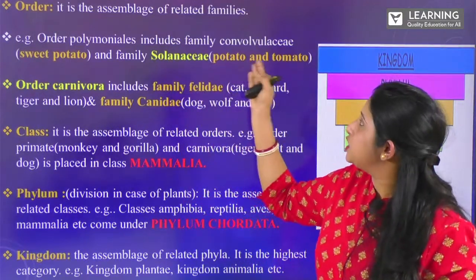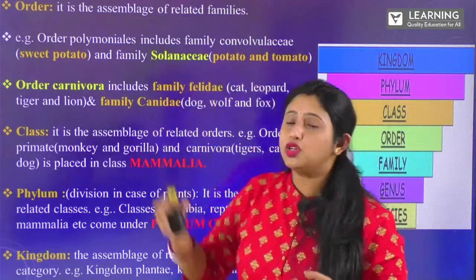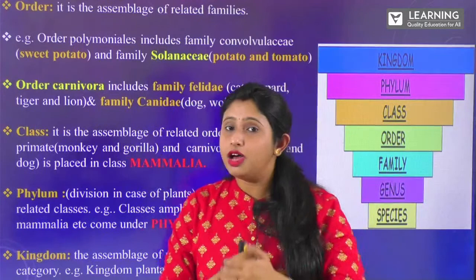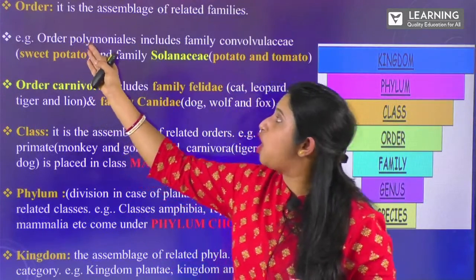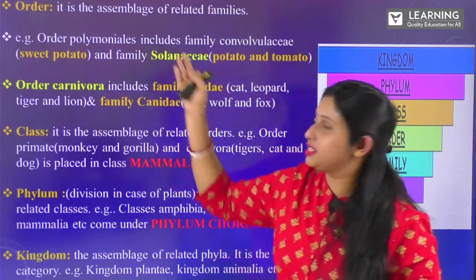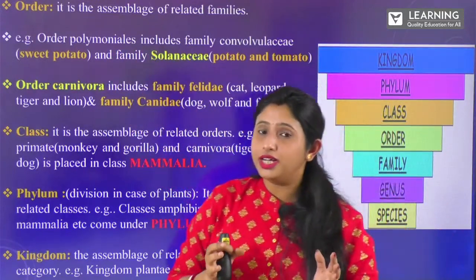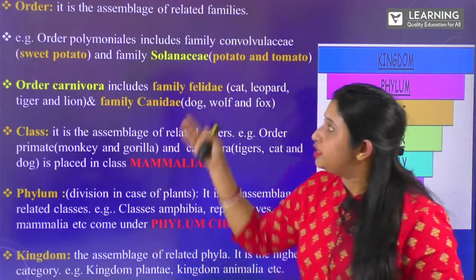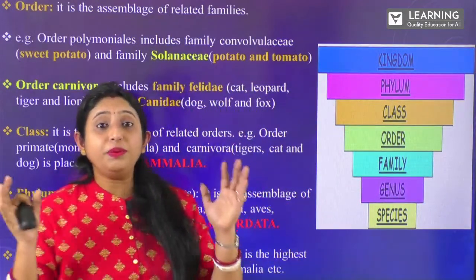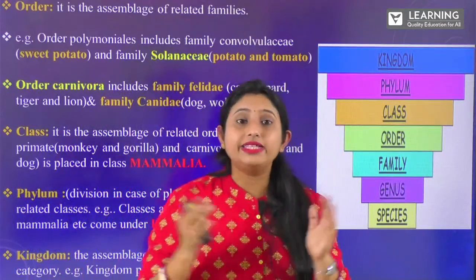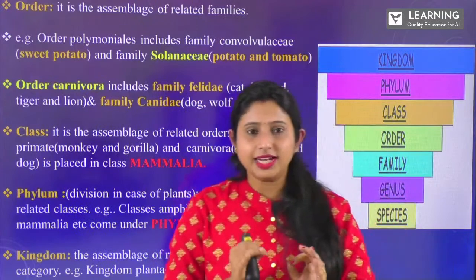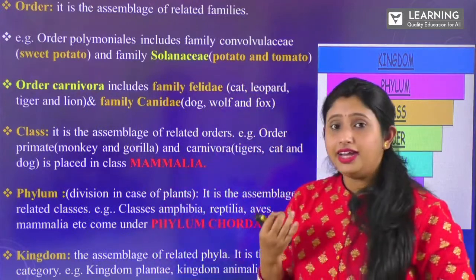So this is potato and tomato. They are also coming under one family and they are grouped under one order that is known as Polemoniales. Clear? So they are grouped under this order. So that is all about order. Understood what is order? It means grouping the families together, assembling the families together, is your order. Is that clear? Okay.